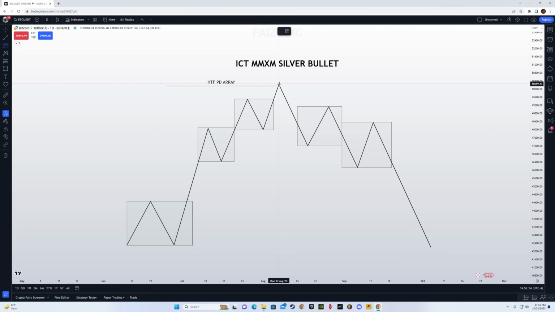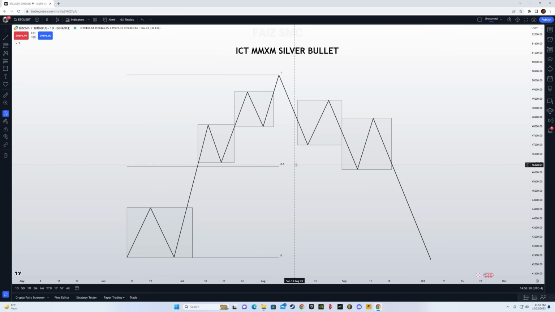Use the Fibonacci from the top of the last high to the low of the consolidation phase, like that, okay? So we use the Fibonacci, right? From the top of the high till the low of the consolidation phase or your draw on liquidity. Now, if price hits the 0.5 of the range, right? Then there's an 80 to 90% chance that price will now take out the low or your draw on liquidity.